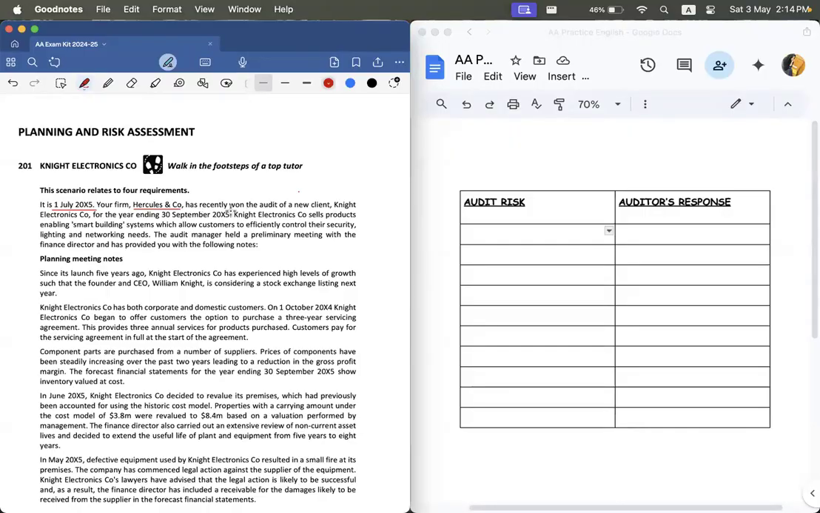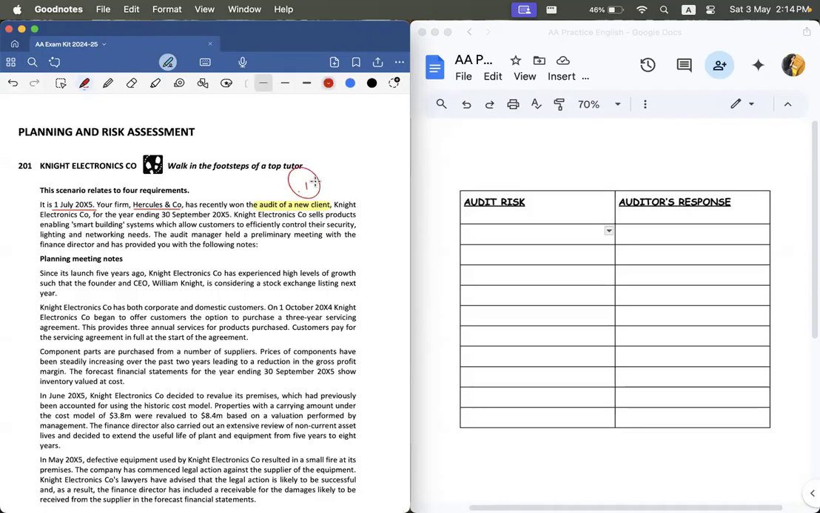So they have an audit firm, sorry, a client, right? So it is a new client. So that is our first risk. Because for new clients, we don't know how the business works. We don't know how their balances are, right? So it is always a risk that we might not detect.